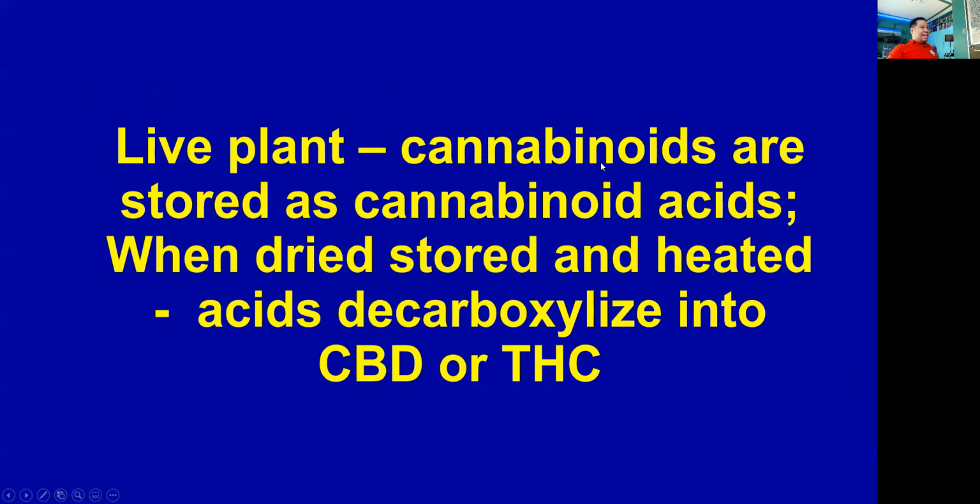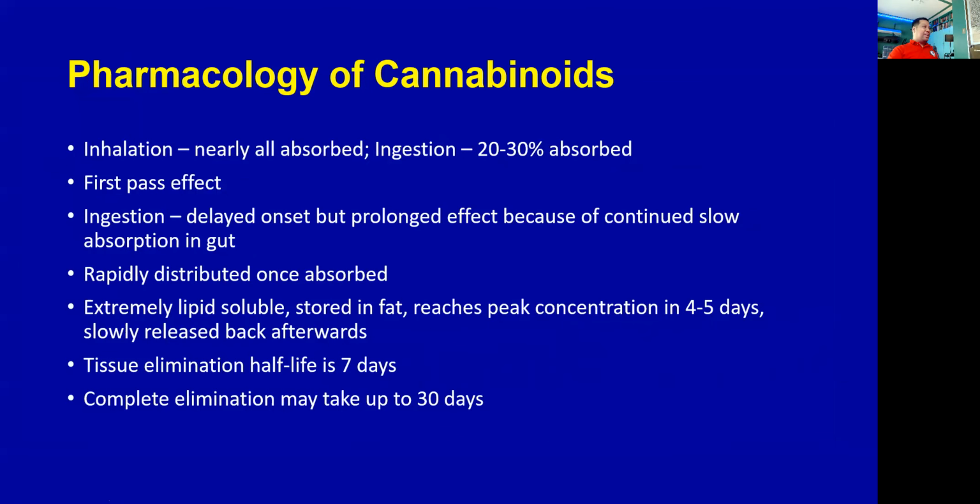In a live plant, the cannabinoids are stored as cannabinoid acids. But when you dry it, store it, and heat it, the acids decarboxylize into CBD or THC. Okay? Nagtatransform sila.